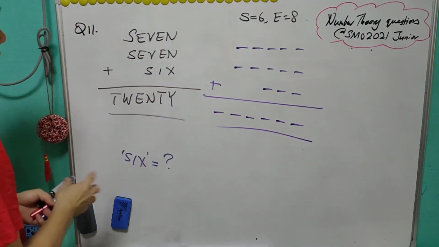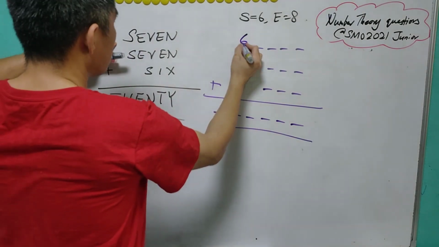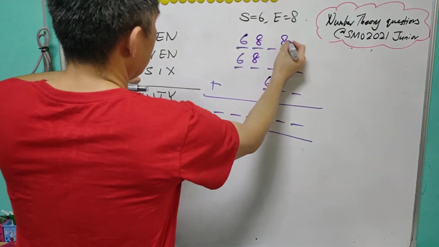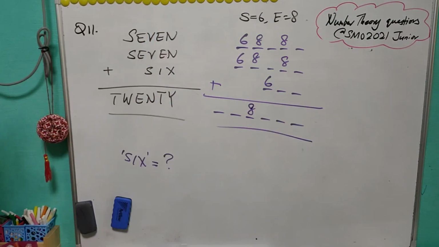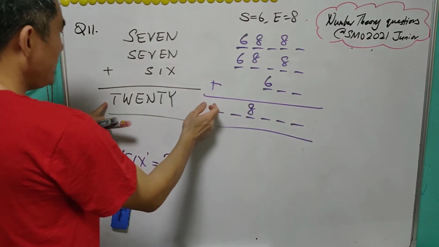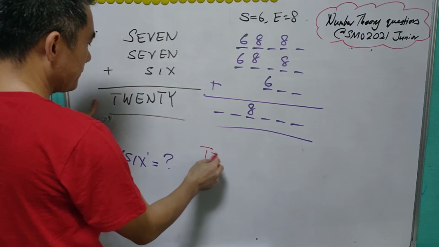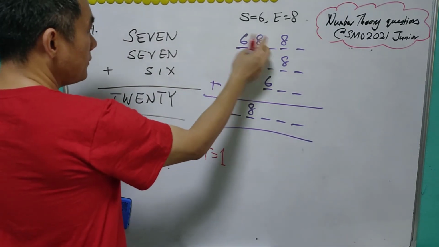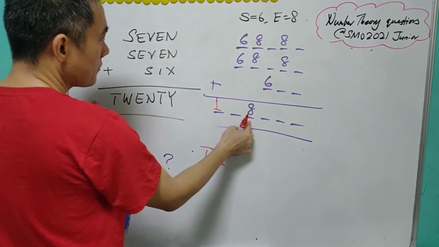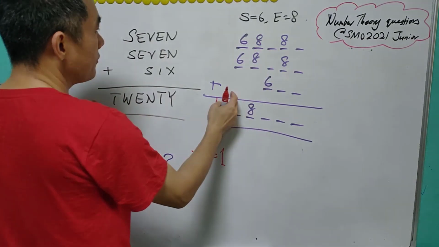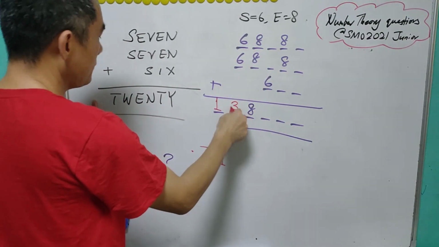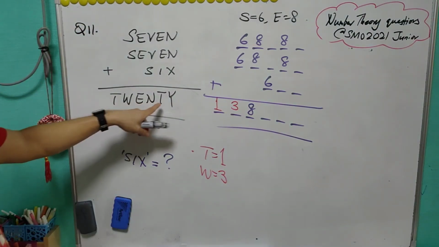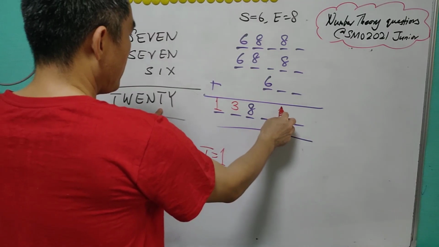We already know that S is equal to 6 and E equals 8. Now obviously, T must be equal to 1. T equals 1. And this is 16. Now it becomes 8, so 1 must be carried in front. So this will be equal to 3. So W is equal to 3, and T equals 1. We can fill it in here as well.